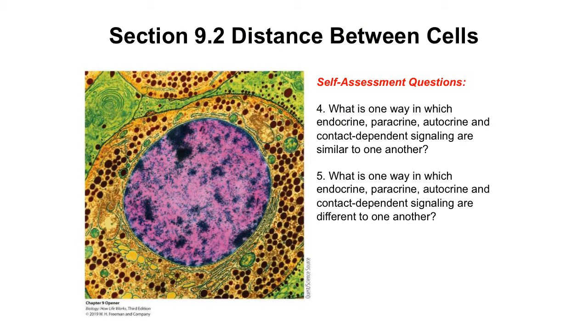At the end of this section, please try to answer these self-assessment questions. First, what is one way in which endocrine, paracrine, autocrine, and contact-dependent signaling are similar to one another? Second, what is one way in which endocrine, paracrine, autocrine, and contact-dependent signaling are different to one another?